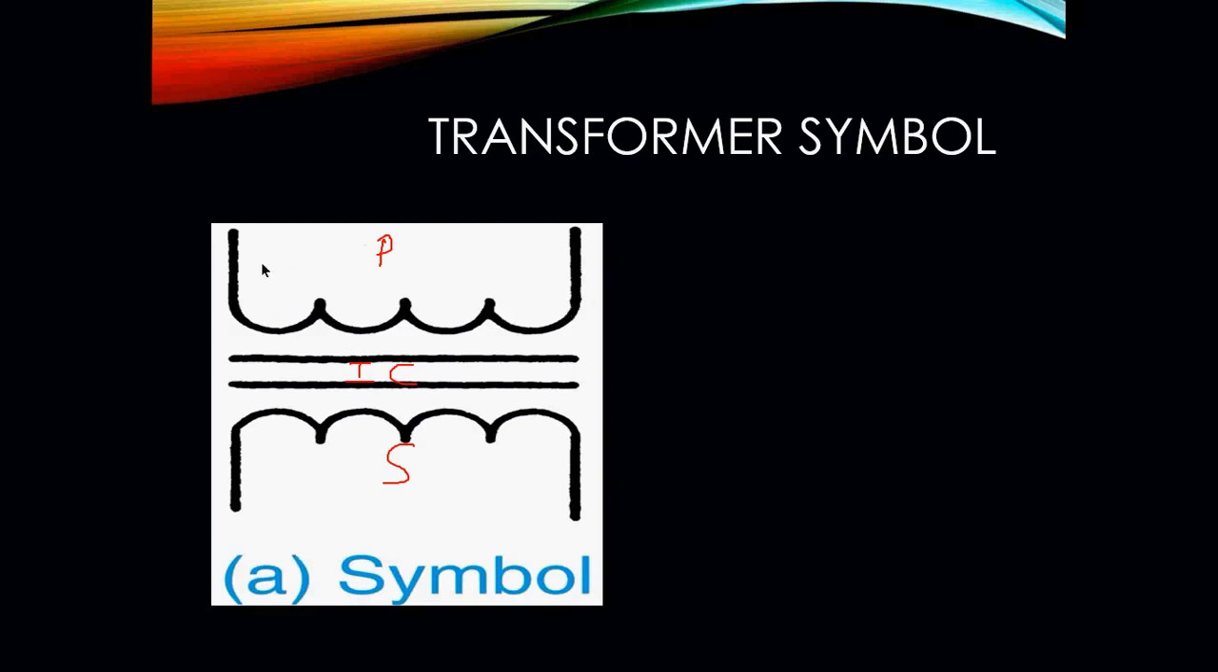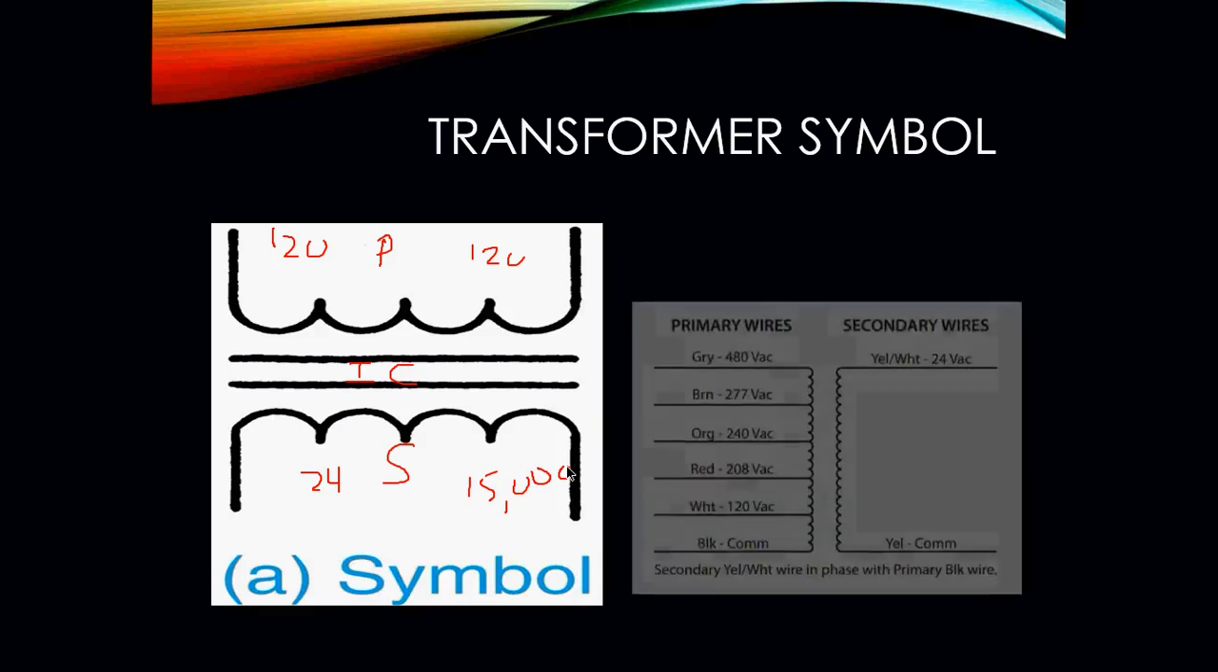If it was a little more in-depth, it would actually give us a voltage, say maybe 120 on this side, and it would tell us 24 on this side. Or if it was a step-up transformer, it could be 120, and it would be 15,000 volts. Okay, those designations would be on your symbol to tell you whether it's step-up or step-down.